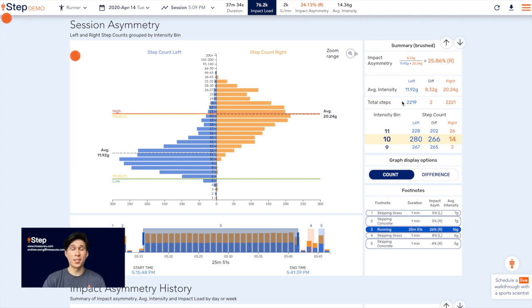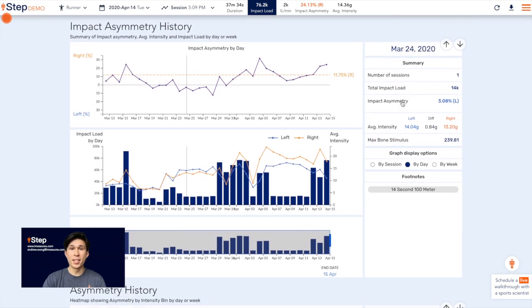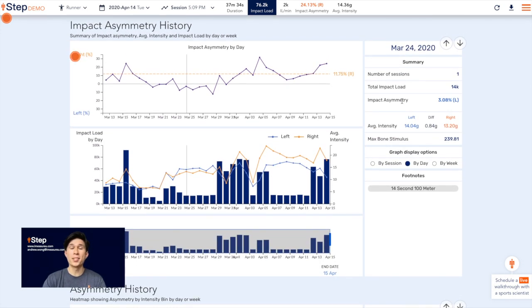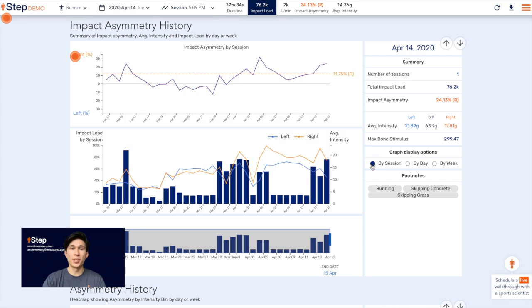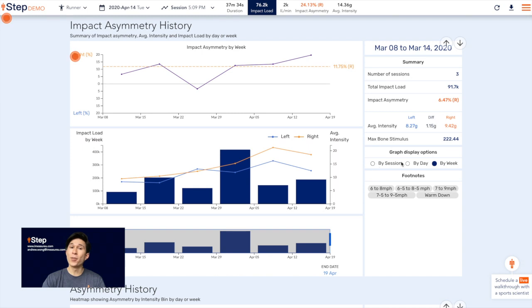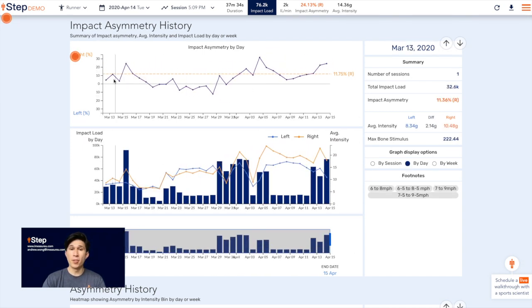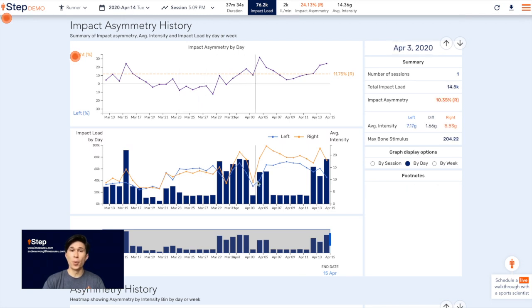Moving to the impact asymmetry history area, we can see there are two new graphs showing impact asymmetry in one and average intensity for each leg with impact load on the other. Each graph can be visualized by session, by day, or by week. Looking at the first graph, if the line is above zero, then the asymmetry is to the right. Below zero, it is to the left. This is reciprocated by the graph below, showing the average intensity for each session for both legs.